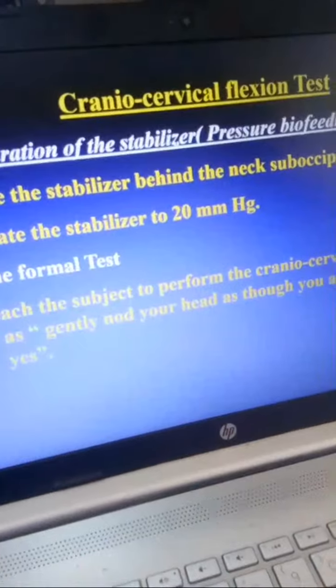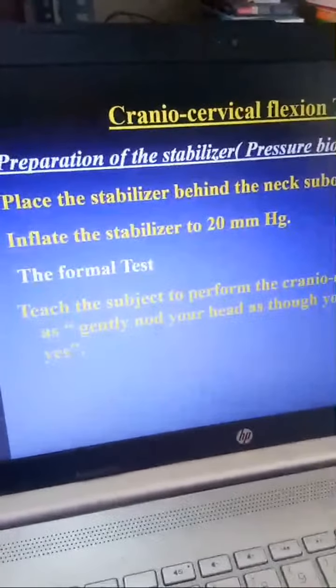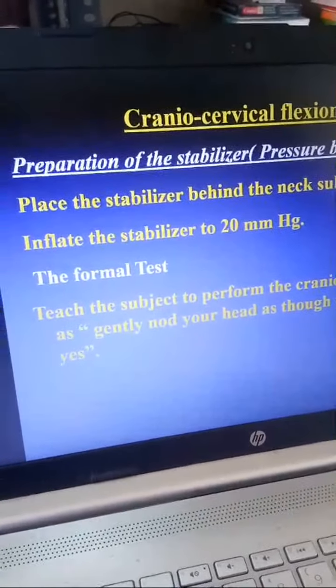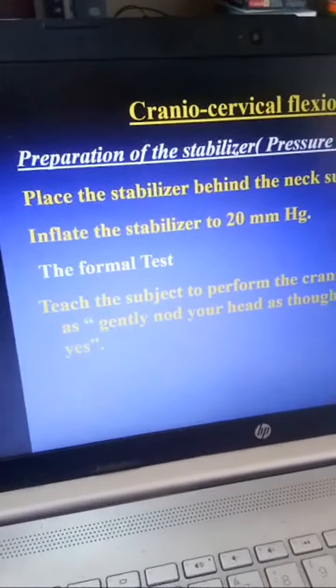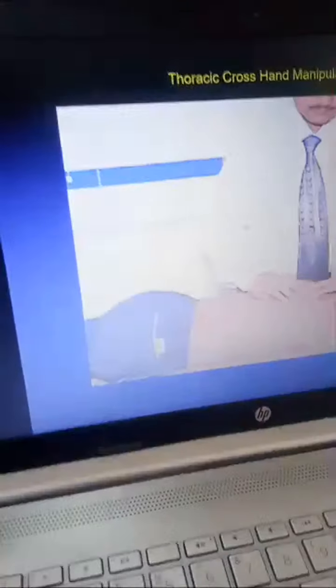Next, the best one, as I told you, is the pressure biofeedback unit. This is a craniocervical flexion test. There are so many methods. I have taken a 2-day workshop, and I have been trained in how to activate using the pressure biofeedback unit.